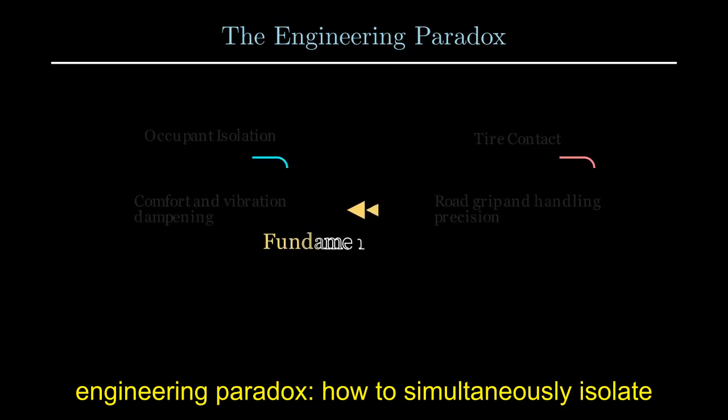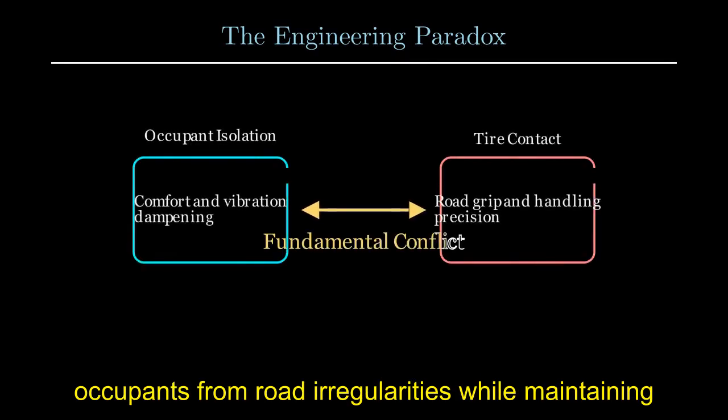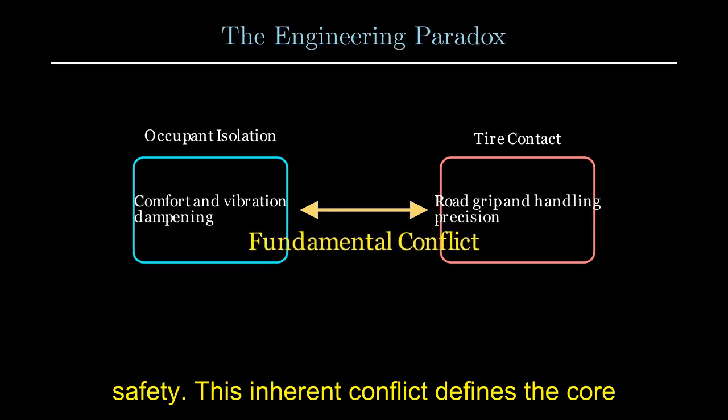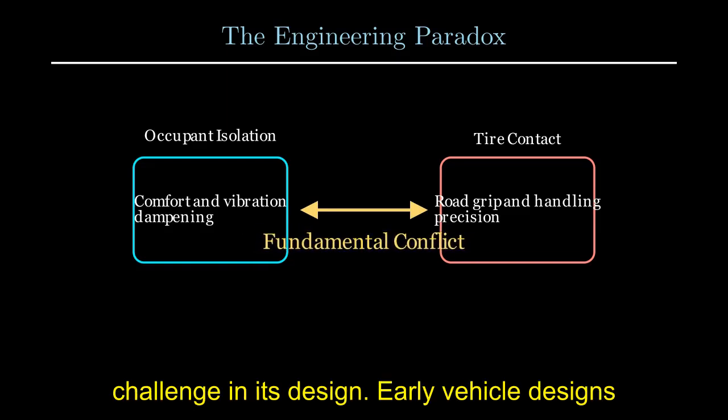The automotive suspension system faces a fundamental engineering paradox: how to simultaneously isolate occupants from road irregularities while maintaining consistent tire contact for optimal control and safety. This inherent conflict defines the core challenge in its design.